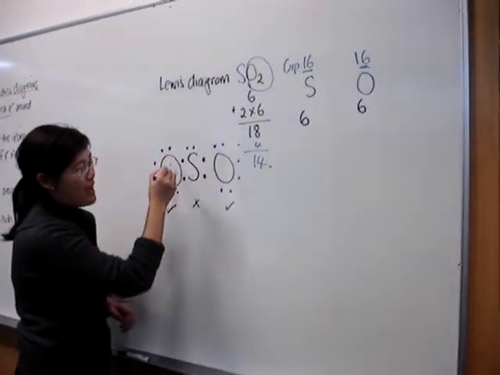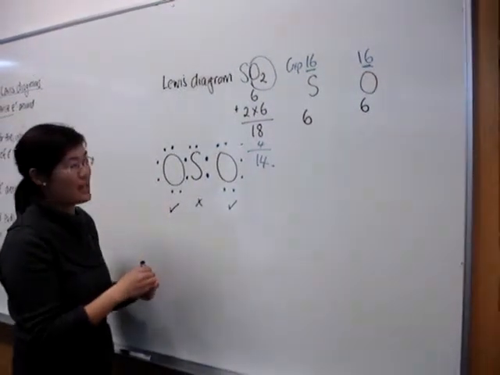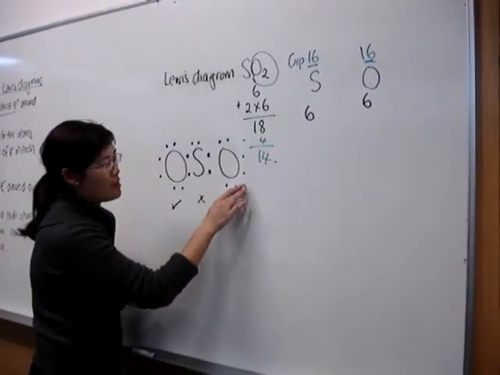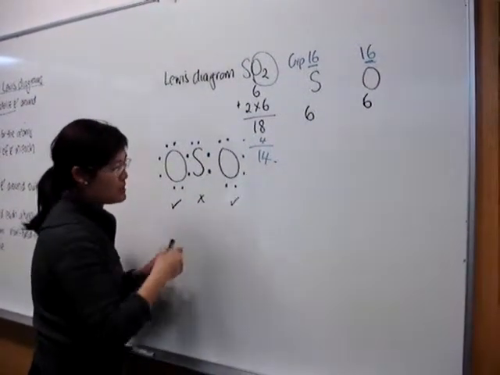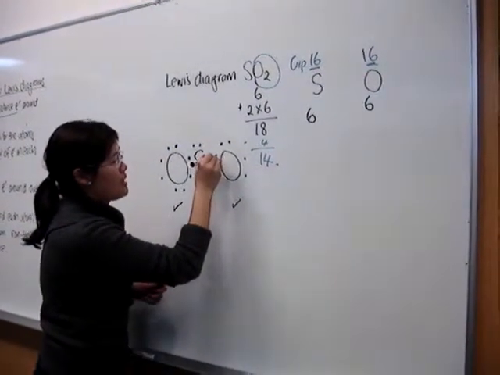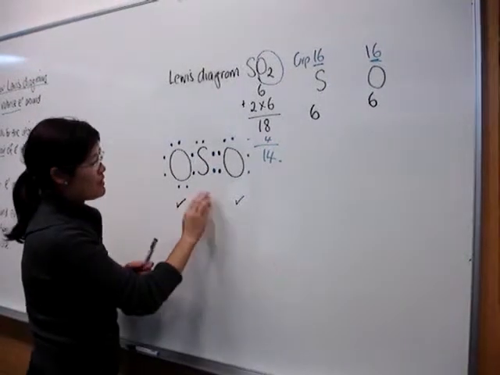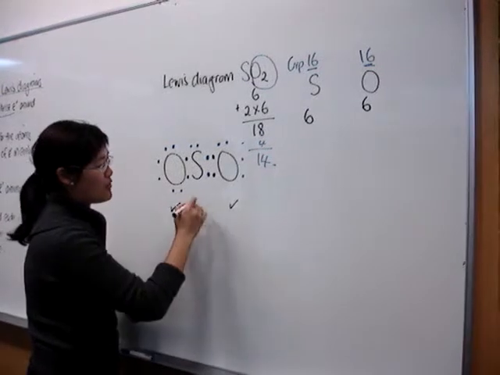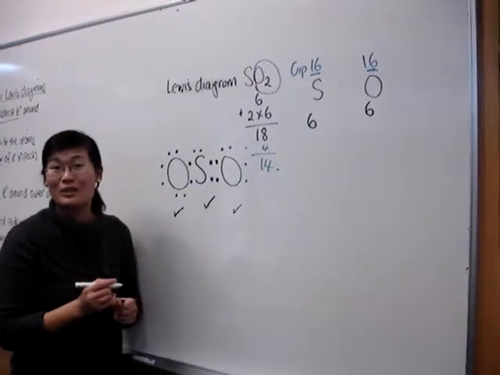it doesn't have 8 valence electrons around it, so I need to take a pair of electrons from a non-bonding space to a bonding space. So I transfer these electrons up to here, and now if I count the valence electrons, 2, 4, 6, 8, that fulfills the octet rule. So that's how you draw a Lewis diagram.